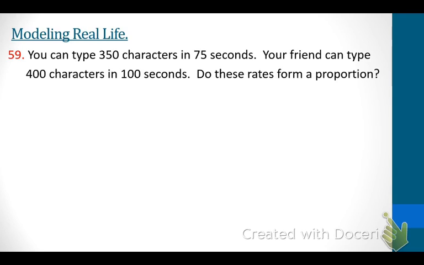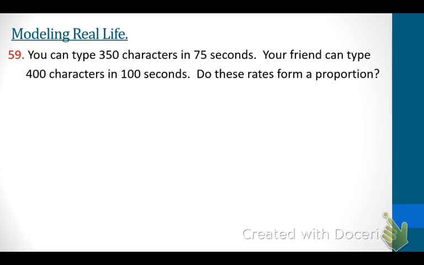Modeling real life. You can type 350 characters in 75 seconds. Your friend can type 400 characters in 100 seconds. Do these rates form a proportion? So let's go ahead and do a proportion. Remember, a proportion is two fractions that equal each other.